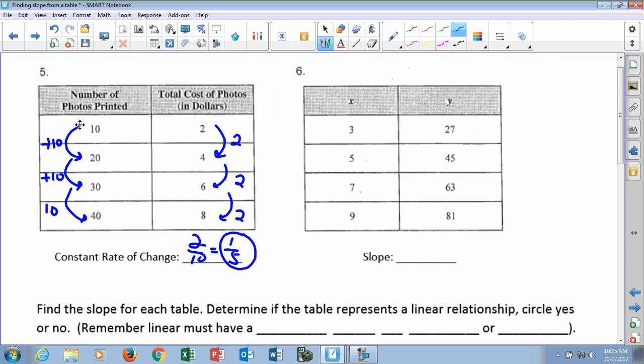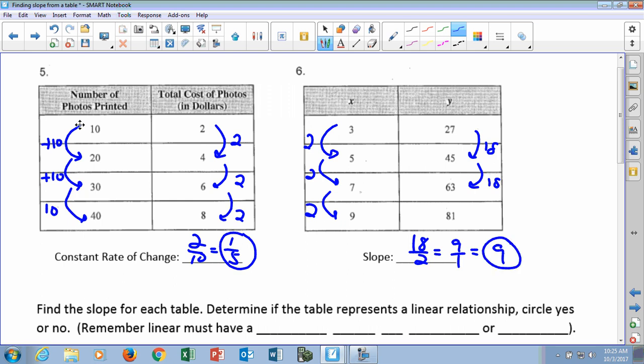All right, so what'd you get for number 6? 9? Yeah. All right, so we're going up by 2's here, and then 18. And 18 here. 18 over 2 equals 9 over 1, which is 9.